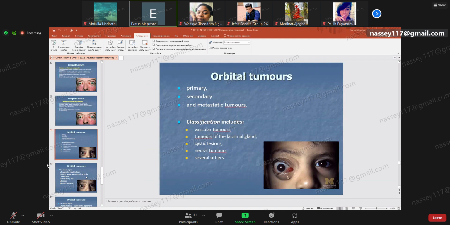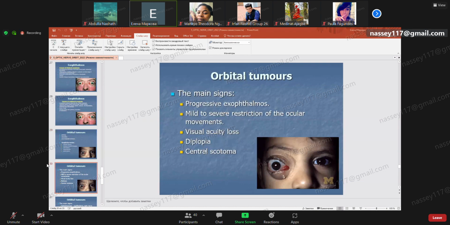Orbital tumors are not very common, but unfortunately, sometimes we can see patients with these pathologies. Orbital tumors include primary, secondary, and metastatic tumors. Classifications include vascular tumors, tumors of the lacrimal gland, cystic lesions, neural tumors, and several others. The main sign of orbital tumors is progressive exophthalmos.